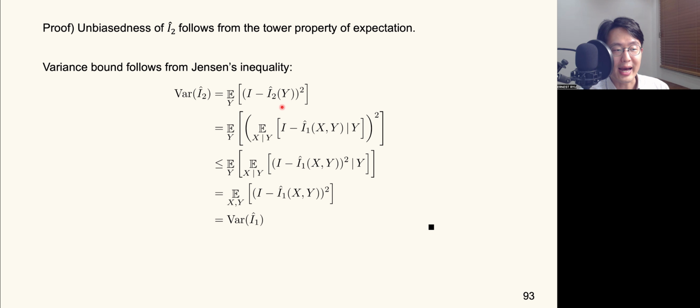And then I2 is defined as the conditional expectation of I1 with respect to this conditional expectation. So this conditional expectation is within the square, but I'm going to use Jensen's inequality to pull the expectation outside of the square. And by Jensen's inequality, that will make the quantity larger. So we have this inequality. And now we have the two expectations side by side, so we can combine them using the Tower property, and we then get the variance of the I1 estimator.